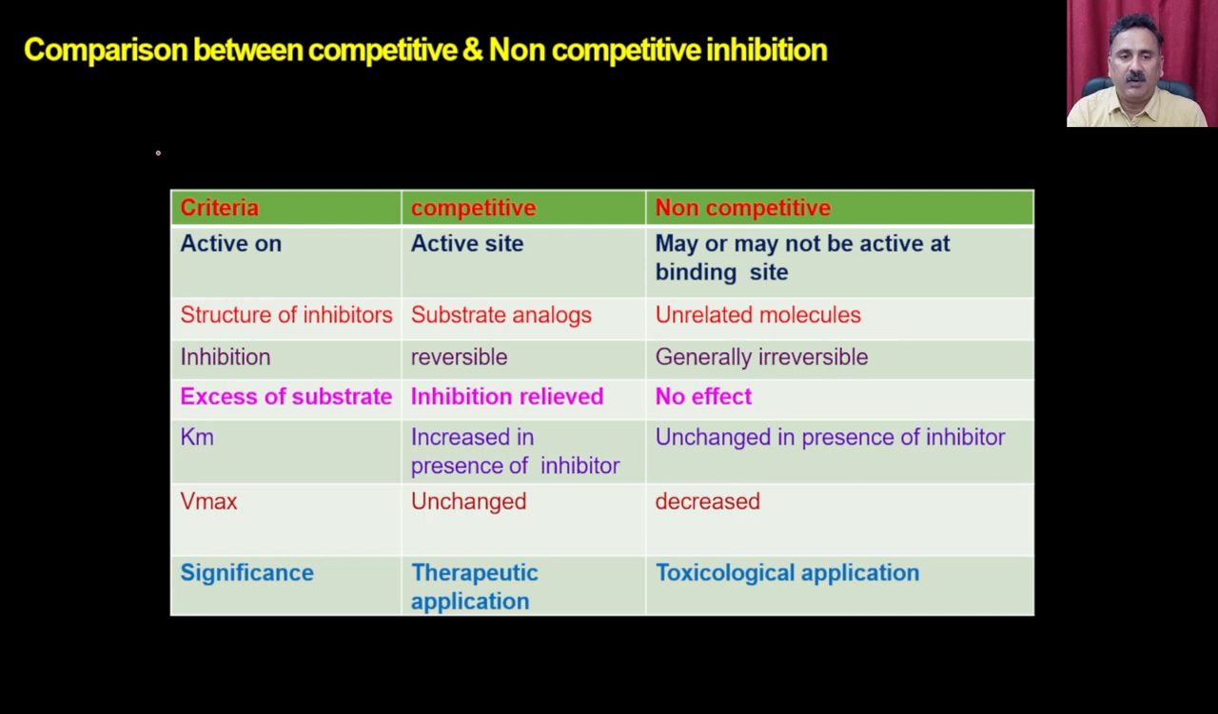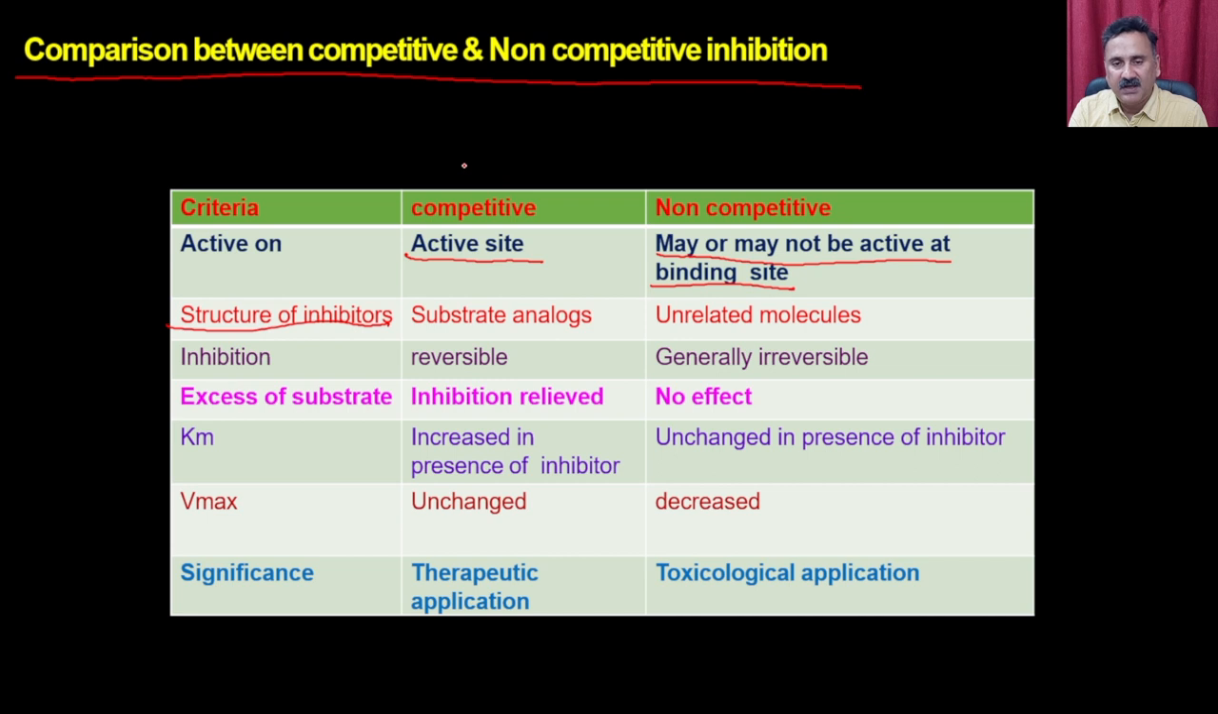So this is the tabular form I have given you, a comparison between the competitive and the non-competitive inhibitions. Competitive inhibition is active in the active site, whereas non-competitive inhibition may or may not be active at the binding site. Then the structure of the inhibitor: most of the competitive inhibitors are substrate analogs, but the non-competitive inhibitors are unrelated molecules because they are supposed to bind to the allosteric site. Then, in both cases, it is reversible inhibition.